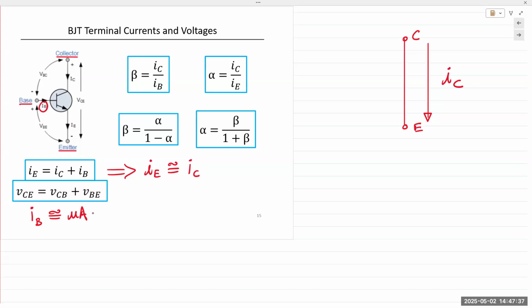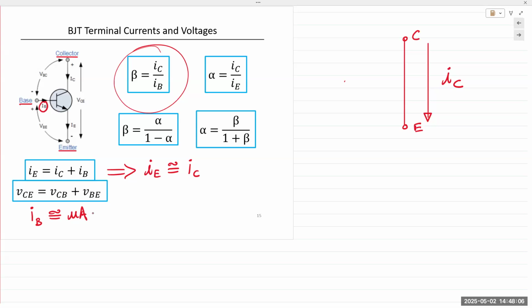So for many analyses and calculations, we sometimes simply take IE is equal to IC. If you want to find an expression for the gain or analyze the circuit, oftentimes we make an assumption, we just say IC is equal to IE. But the important parameter between IB and IC is this beta.